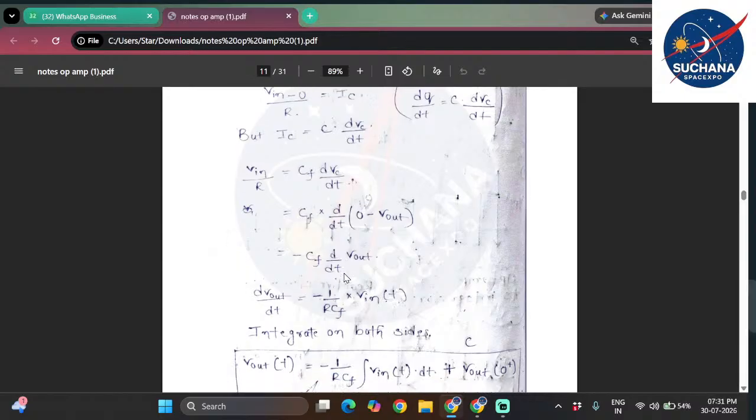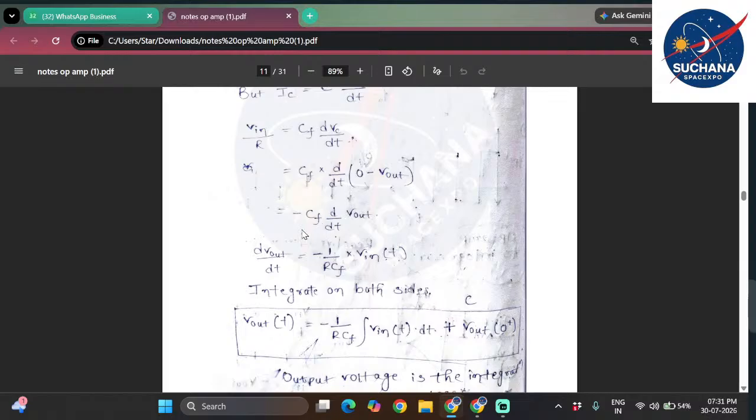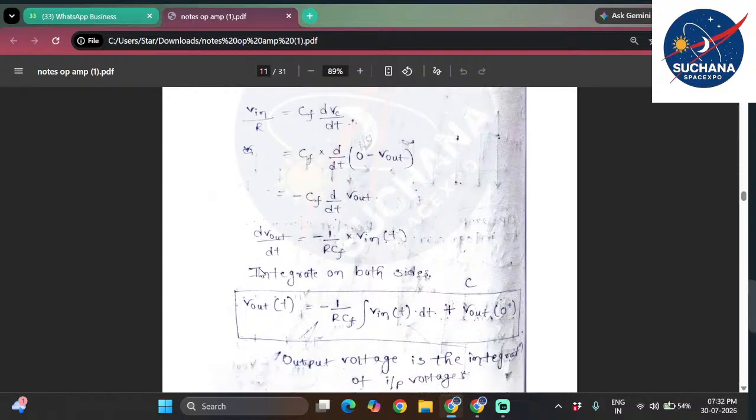Now we have kept dV out by dt on one side, and by rearranging the equation we transferred all the other terms to the other side. Actually dV out by dt max is the slew rate, not just dV out by dt directly. So dV out by dt is equal to minus 1 by R into CF into V in of t. Integrating on both sides, integration of dV out by dt into dt, the dt gets cancelled and integration of dV out becomes V out. Integration and differentiation basically cancel.